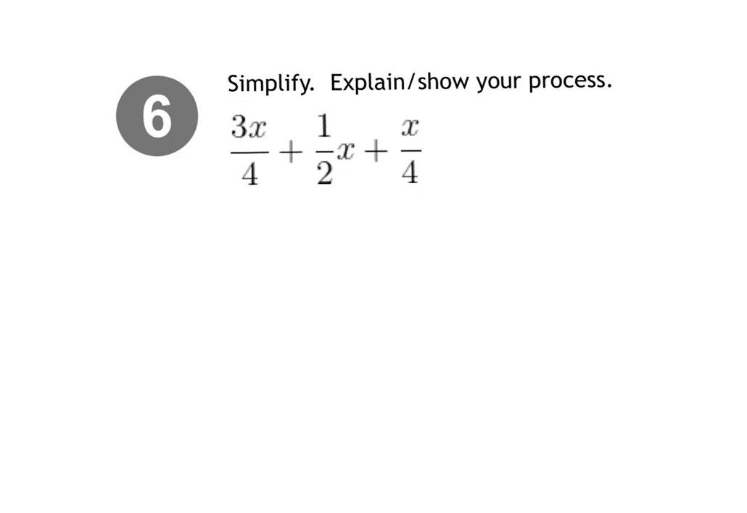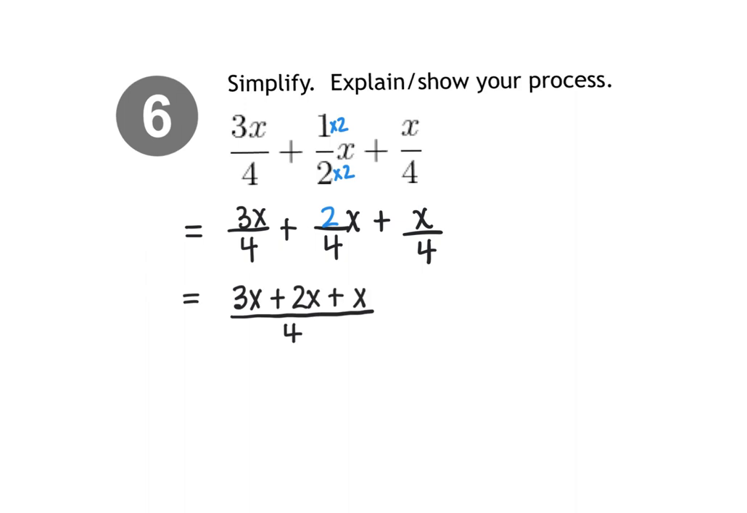This question has fractions inside of our expression, so we'll begin by making sure we have a common denominator. If we change the 1/2 x in the middle to 2/4 x, then we'll have denominators of 4 for all of the fractions. We can add the numerators. 3x plus 2x plus 1x will give us 6x, and we keep the denominator the same as 4. 6x over 4 can be simplified to 3x over 2, which could then be written as a mixed number of 1.5x.